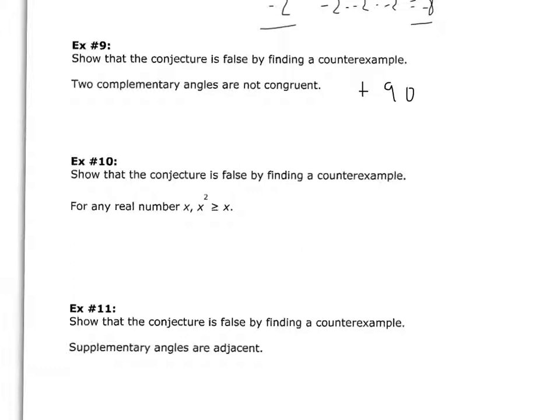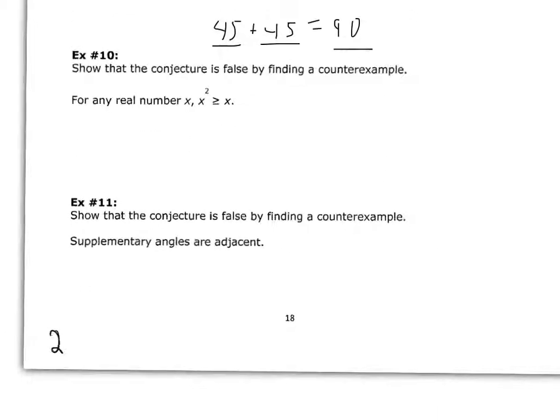Well, of course, we know that you can add a 45-degree angle and another 45-degree angle, and that equals 90. So they add up to 90, so they're complementary. And they're also congruent because they're the same angle. So you're just wanting to find a counterexample that makes the conjecture not true.